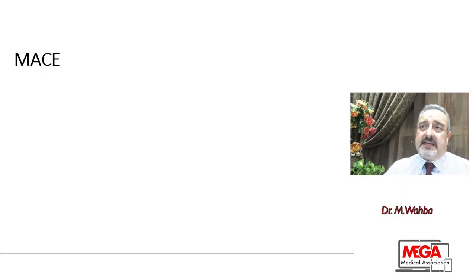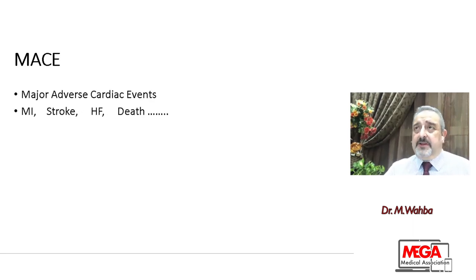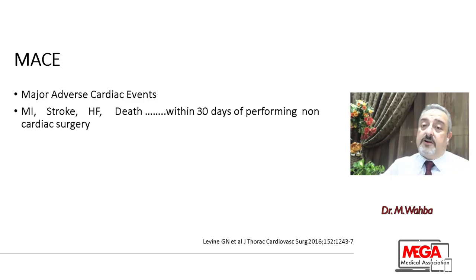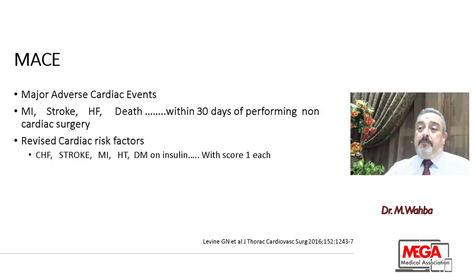I mentioned major adverse cardiac events several times. What is a major adverse cardiac event? This is an event which happens within 30 days after a non-cardiac procedure in patients who have a stent, like MI, stroke, heart failure, or even death. What predisposes to those major adverse cardiac events? As I said, the risk factors like congestive heart failure, stroke, MI, hypertension, diabetes on insulin, or acute kidney insufficiency each give you one score. And we said one is mild, two and above is severe, which will predispose to major adverse cardiac events.